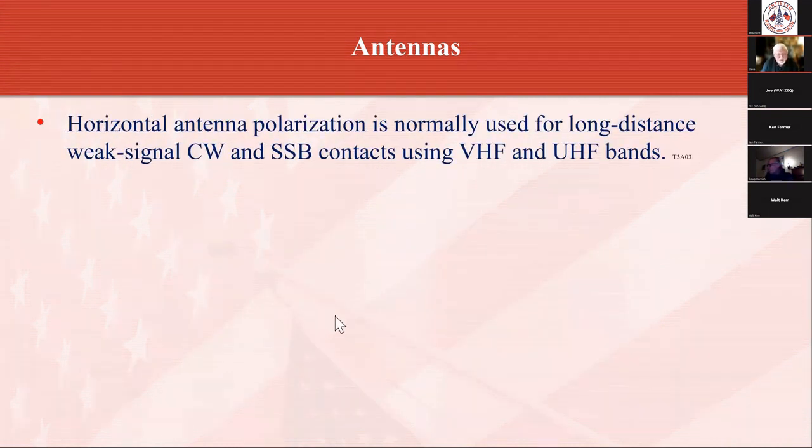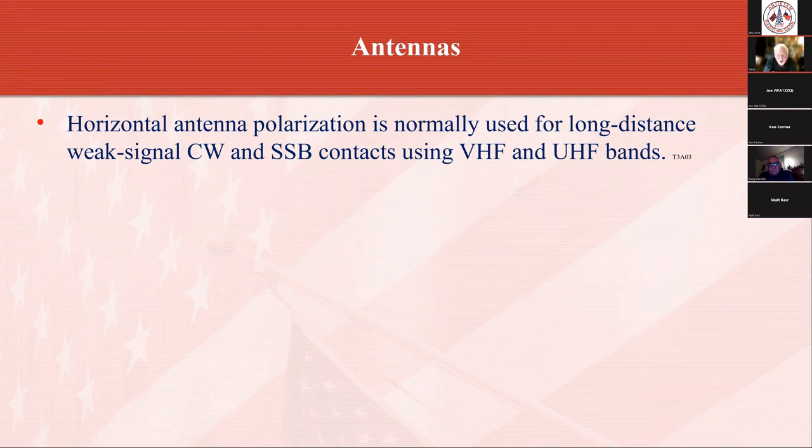Now for long distance, you see for mobile, let me back up. Mobile stations, if you're in your car, you don't have much choice, and you almost always use a vertical whip antenna. So mobile stations use vertical polarization, but stationary antennas use horizontal polarization.